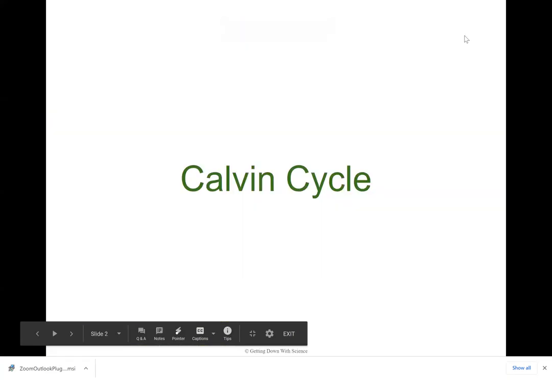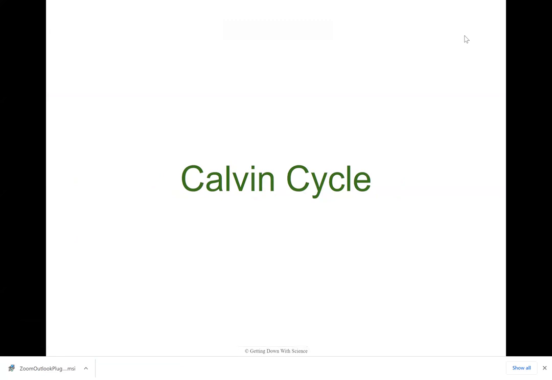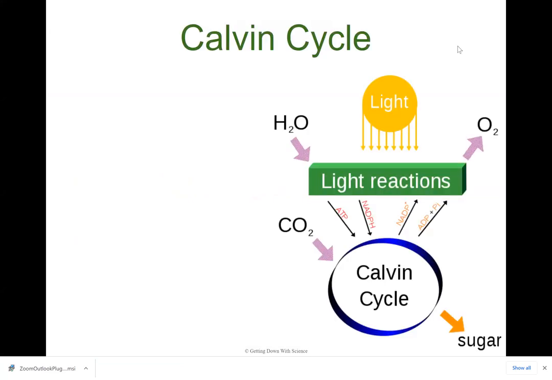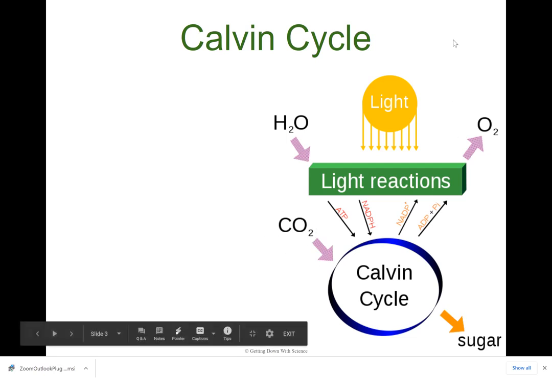And here we're going to look at the Calvin cycle. This is also often referred to as light-independent reactions or dark reactions. These do not require light. They're going to use the materials that we got from the light reaction. So light came in, water came in, we got oxygen out, and we made ATP and NADPH. So now we're going to take the energy from ATP and NADPH, combine it with carbon dioxide to create sugar.